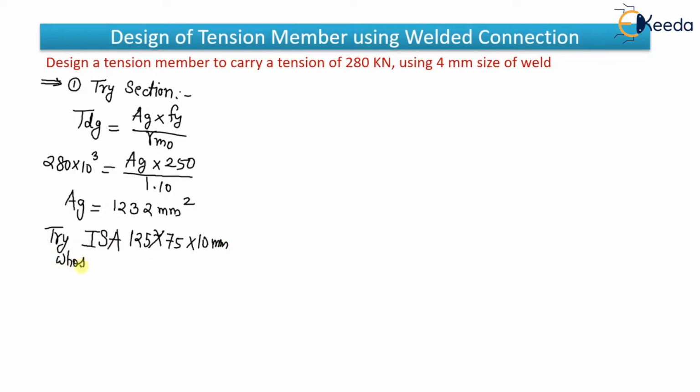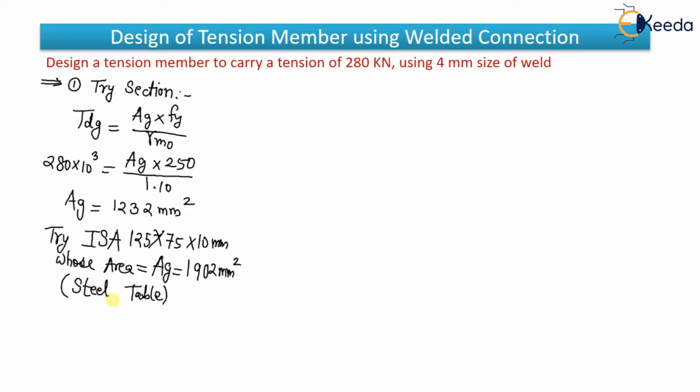Whose area is equal to, that is Ag is equal to how much? 1902, that we have taken from the steel table. This value is taken from the steel table. Okay, you can get it on Google. Just search steel table PDF and you will get that PDF.